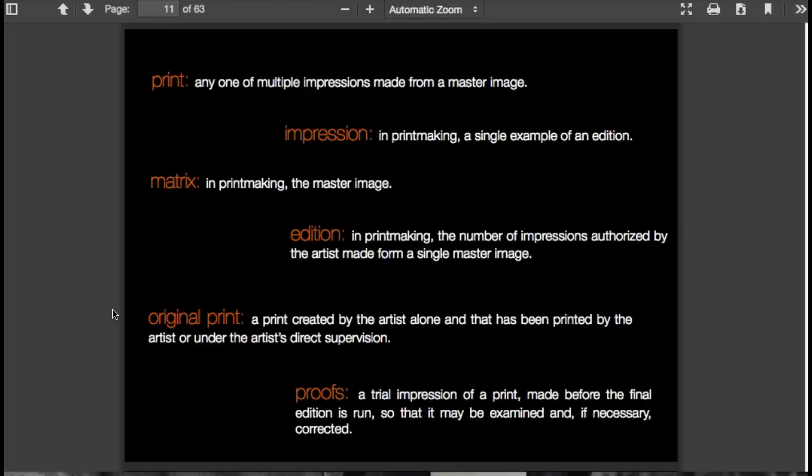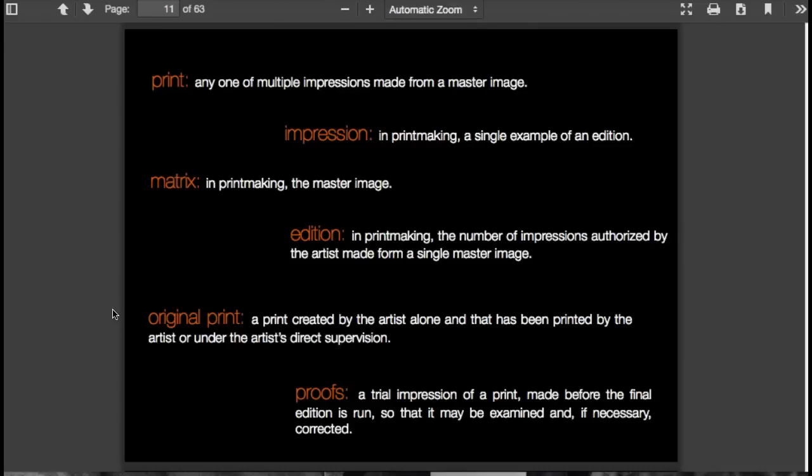Okay, so we have a print. This is any one of multiple impressions made from a master image. Well, what is an impression? An impression is a single example of an edition. So we're building our vocabulary up as we go. So you have to think of an impression as the act of making the print, and the print is what results from that impression. Okay, and of course we have that master image that the artist created in the first place to make the impression from, that resulted in a print.